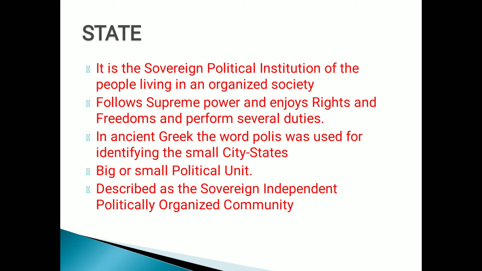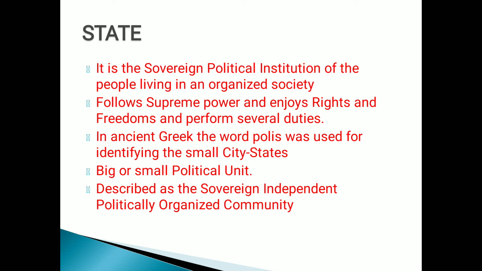Then we were living under the supreme power of the state. Here in the state, we are enjoying rights, freedoms, and performing several duties. Now let's come to the word state. The word state has been derived from the Latin word status, which means a particular social position.